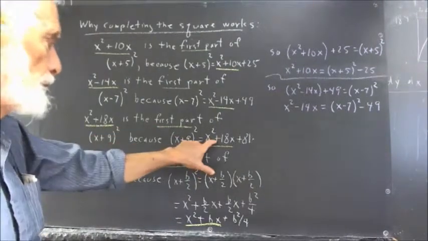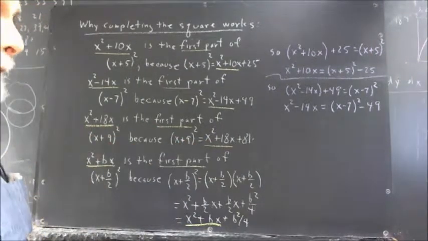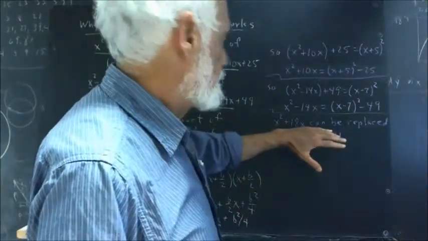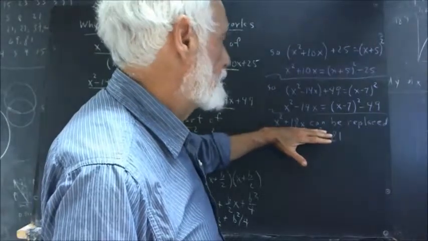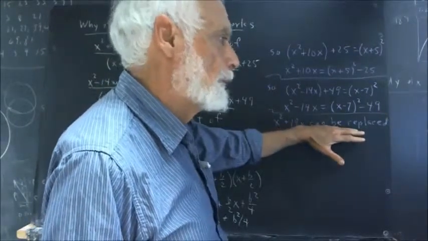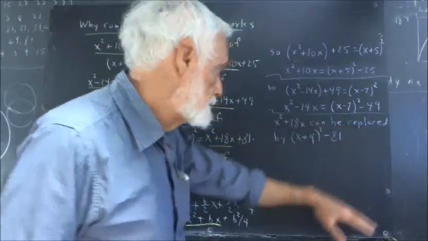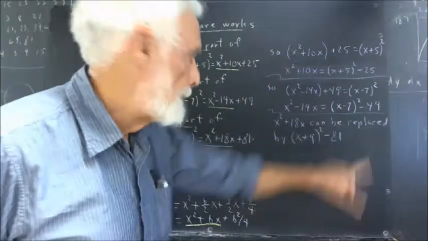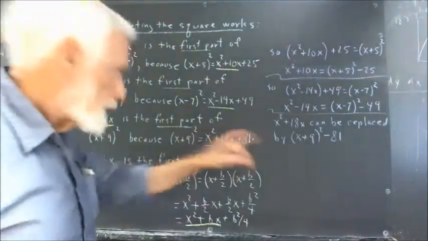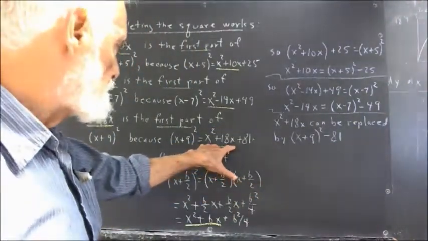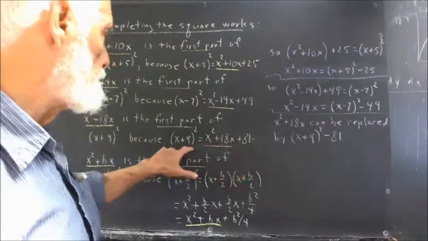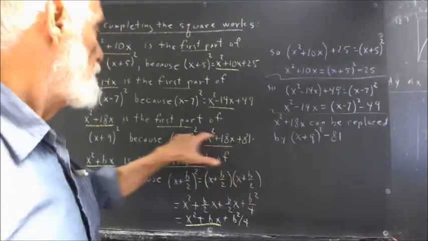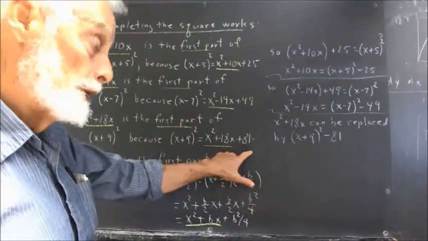Okay, let's see what we can do with the third example. Hopefully you've paused, but now I'm changing the way I state this. I can say x squared plus 18x can be replaced by what? Think that through. Okay, well, we can replace that by x plus 9 quantity squared minus 81. Because we could write x squared plus 18x plus 81 equals x plus 9 squared. Therefore, x squared plus 18x is x plus 9 squared minus 81.